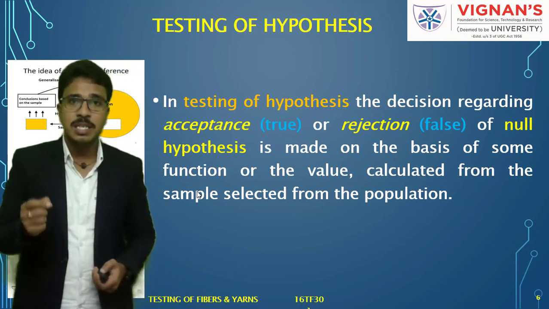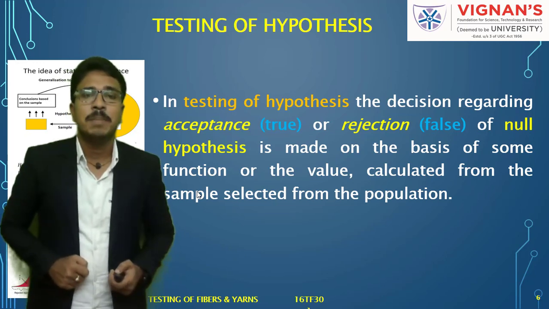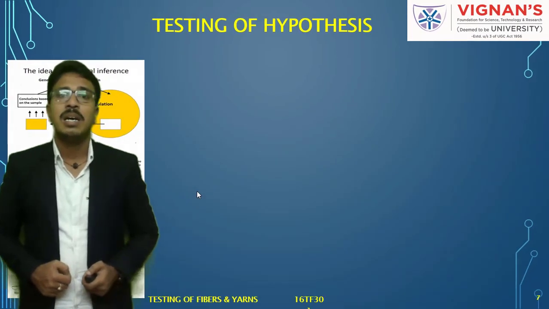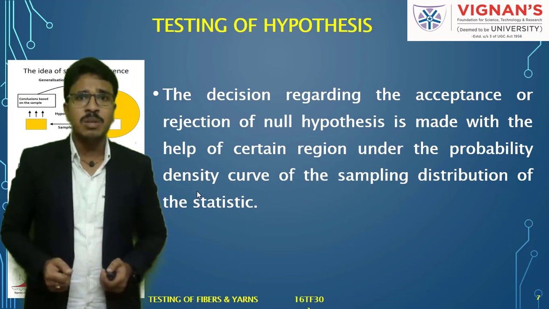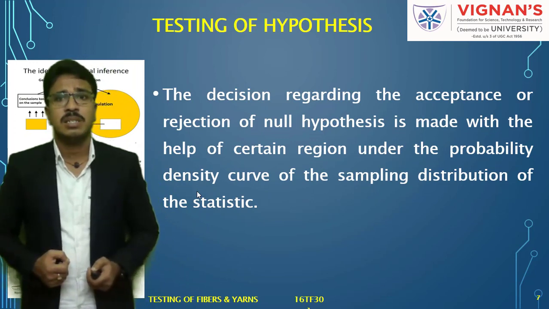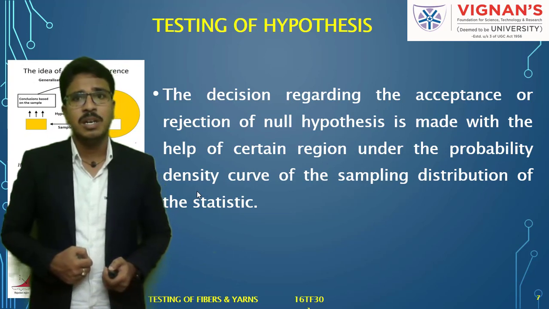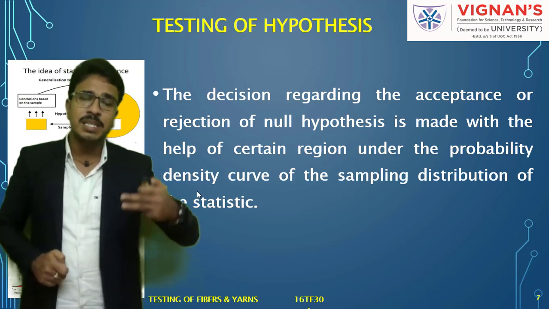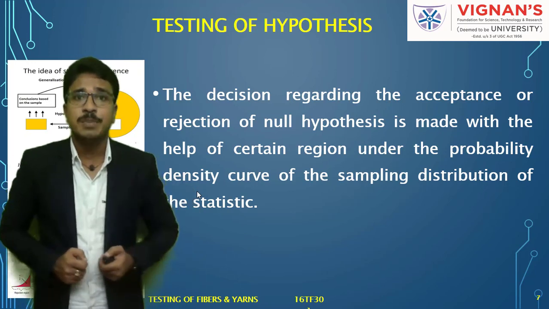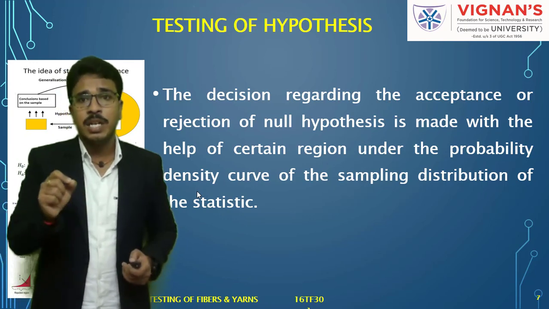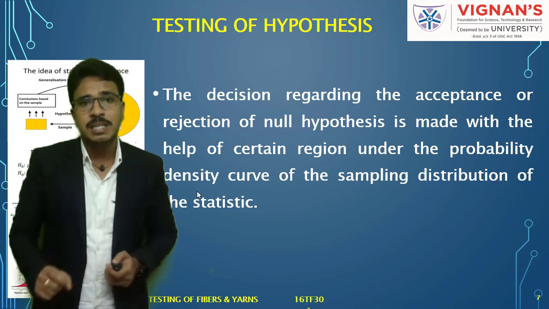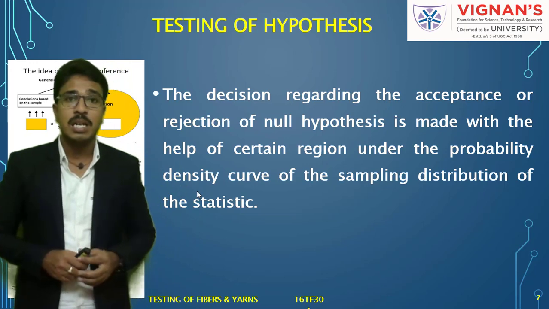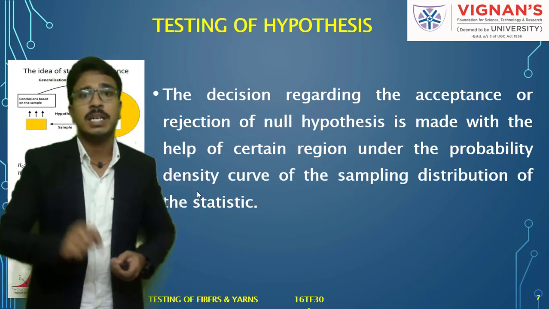Understand? So this is where the decision will be made depending upon the acceptance or rejection of your null hypothesis. The decision about the acceptance or rejection of the null hypothesis is made with the help of a certain region under the probability density curve. I will show you in the next slide what this probability density curve is.